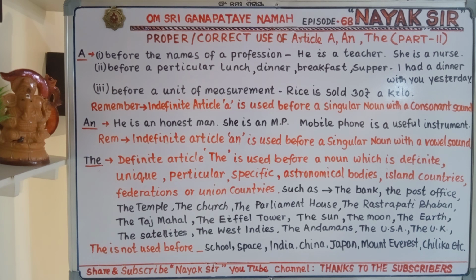All the rivers, all the mountains, all the lakes should carry the before them. But Mount Everest, you should not write the Mount Everest. If you write the Mount Everest, it will be incorrect. Only write Mount Everest. Don't write the Chilka. Even if it is the name of a lake, you have to use only Chilka.